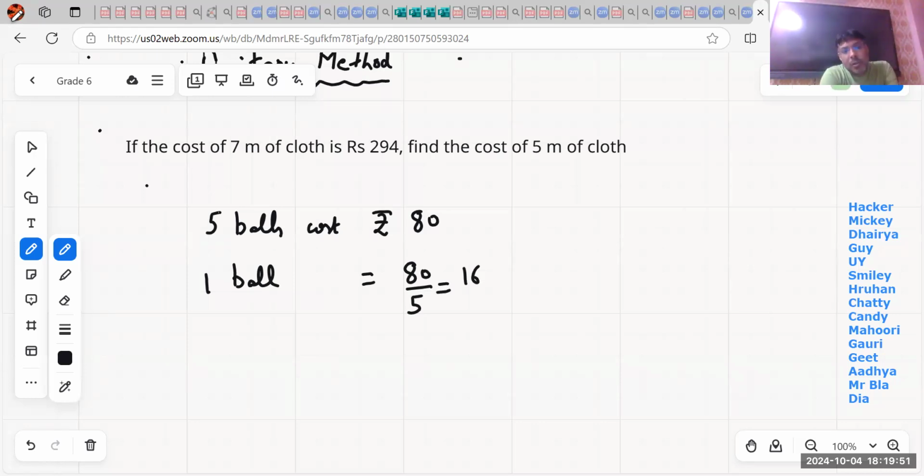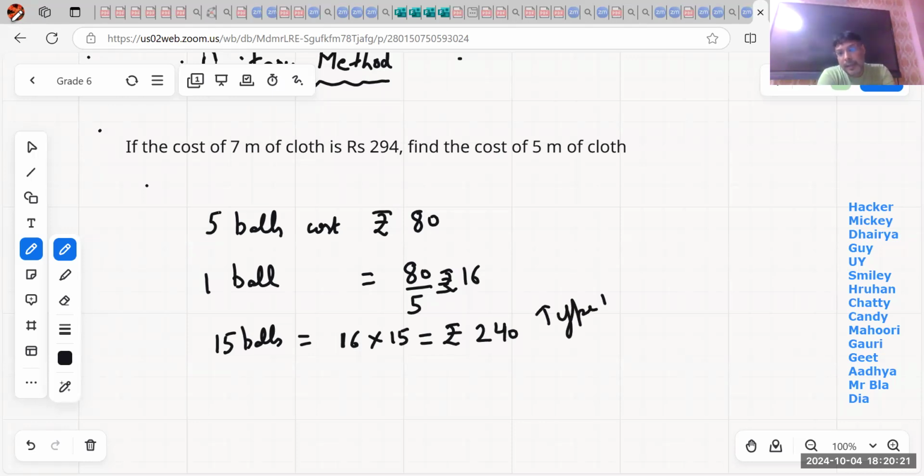Now, if I ask you the price of 15 balls, you will do 16 multiplied by 15. That will be rupees 240. So this is what you have been doing till grade 4 mostly, grade 4 and perhaps in grade 5 also. But when you come to grade 6, this is the type 1 question that they can give you.